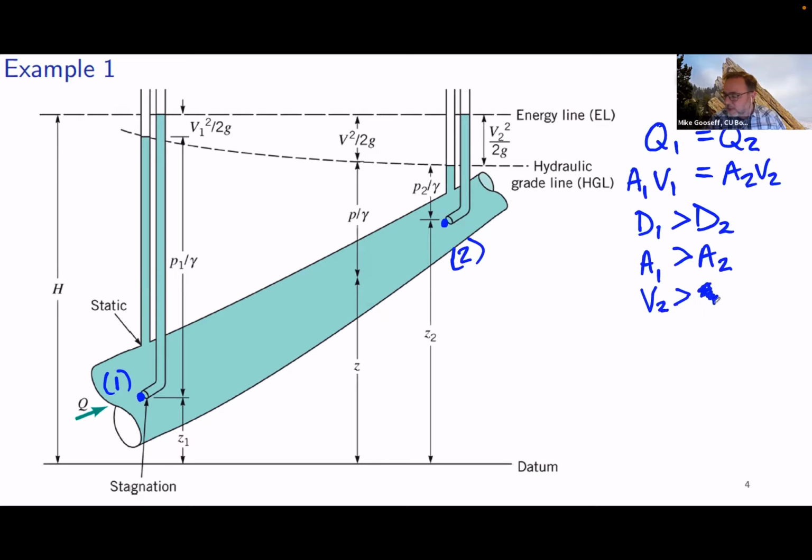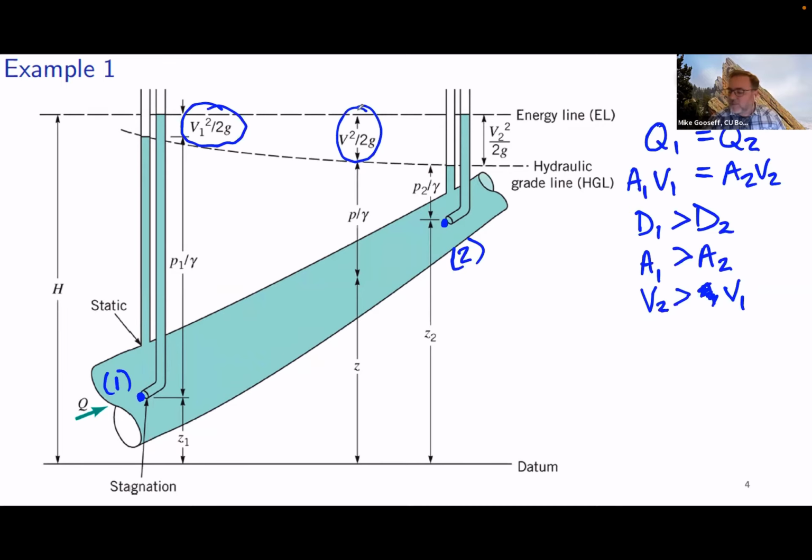Oops, I didn't mean A, this should be a V1. So V2 has to be greater than V1 because A1 is bigger than A2, all right? So if that all makes sense, then we would expect, and as we see here depicted, the velocity head is fairly small at point number 1, and it gets bigger at point number 2, right?